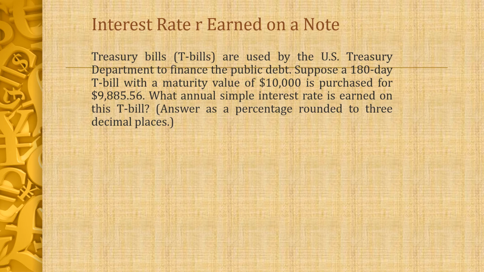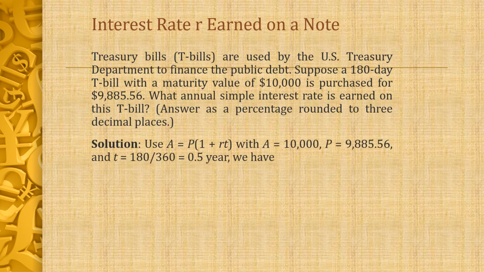So the time is 180 days. The maturity value is 10,000. It is purchased for 9,885.56. So A equals P times (1 plus RT), where A is given as 10,000, P is the purchased amount 9,885.56, and the time is 180.